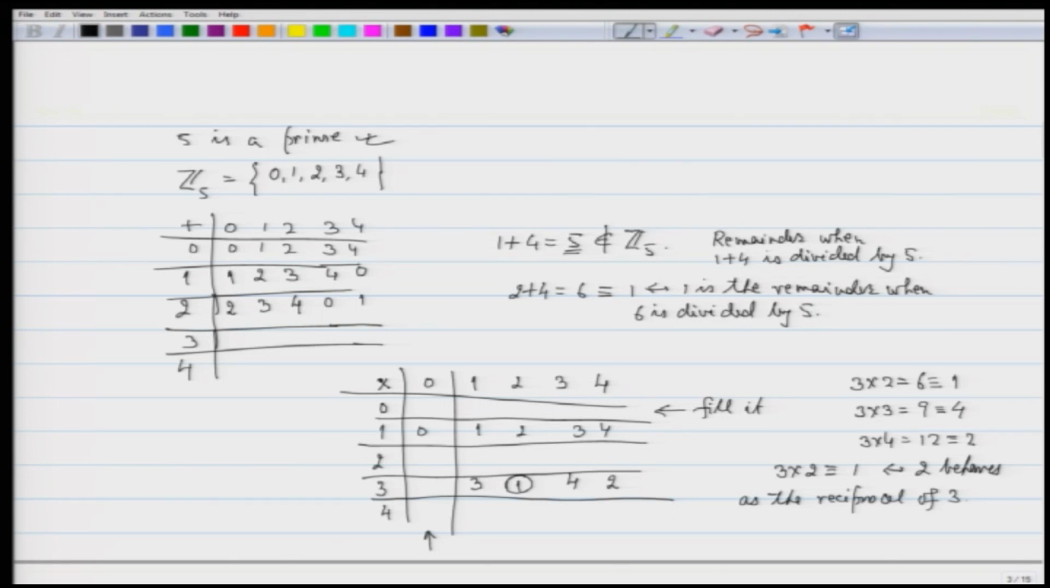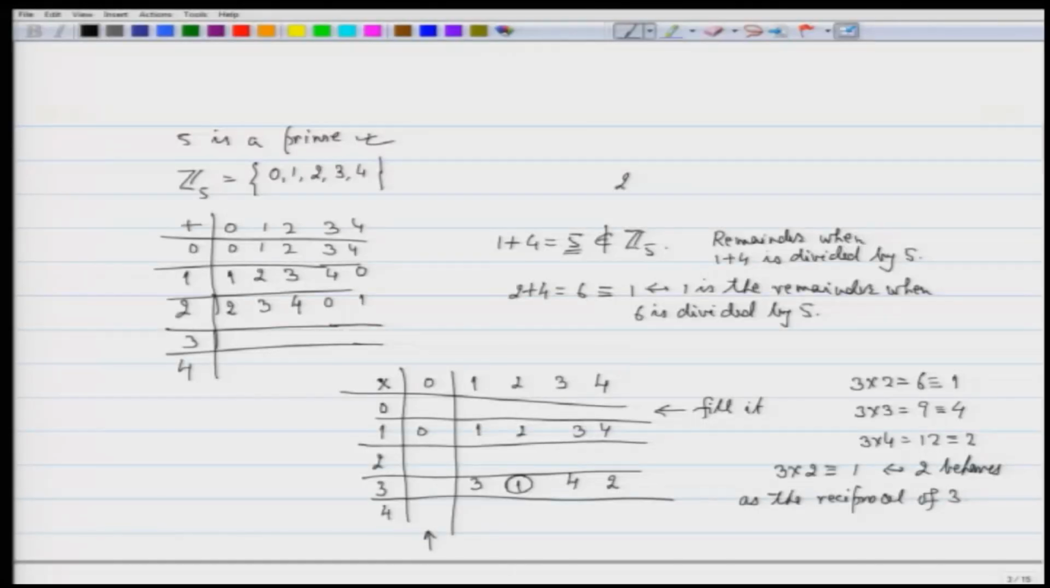So, Z5 is a field, because we can add. Similarly, if I want to subtract, then what will be minus 3. So, 2 minus 3, if I want to look at what is 2 minus 3 here.